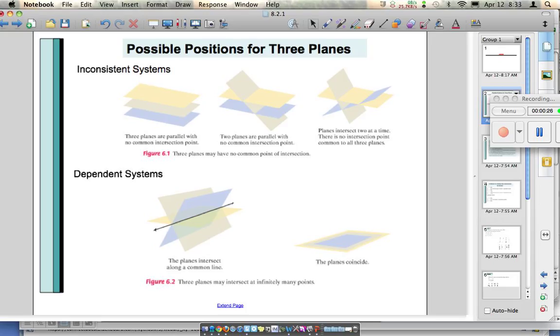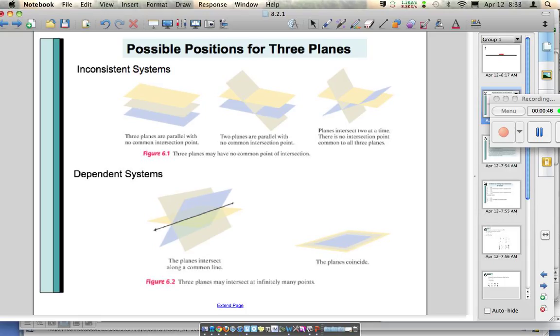The inconsistent systems that we see here are systems that have an inconsistent solution set. So the first picture is of three parallel planes. Well, duh, they're never going to intersect. So the answer there is no solution. We have no common points of intersection.